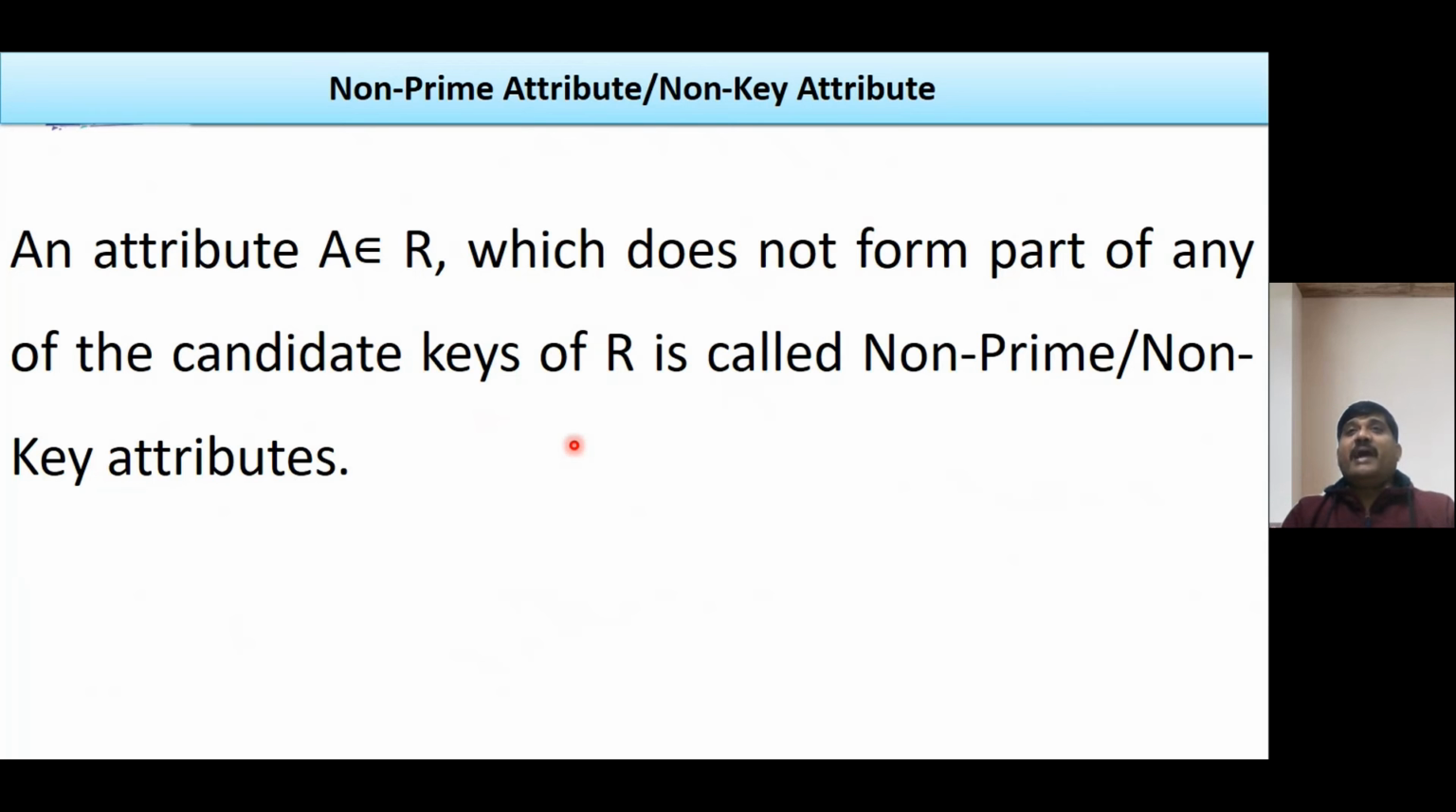Second, prime attribute. Suppose there are n candidate keys on R, K1, K2, Kn. So the attributes which are involved in the formation of any of the candidate keys are called prime attributes. And the attributes which don't get involved in the formation of a candidate key are called non-prime attributes.